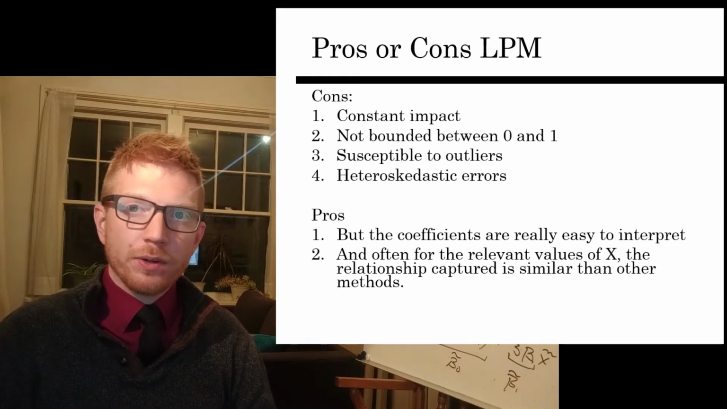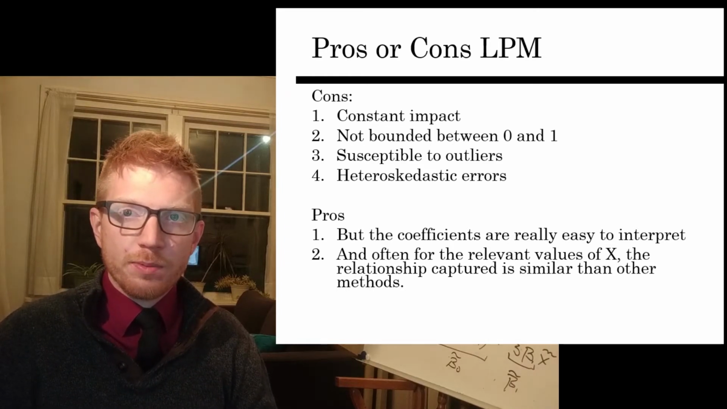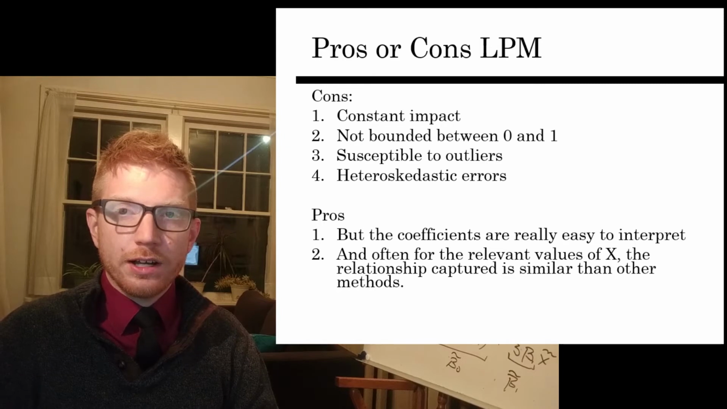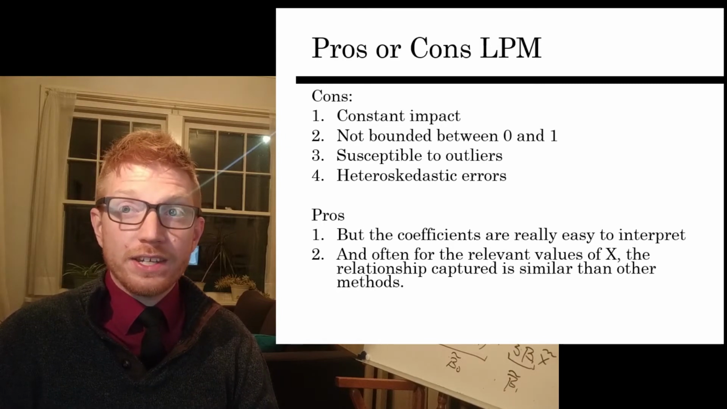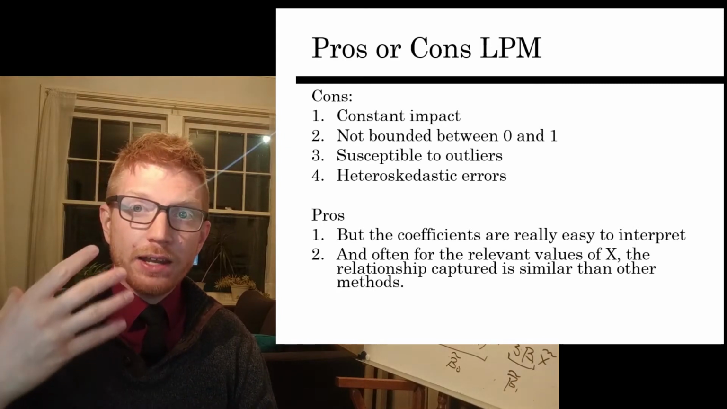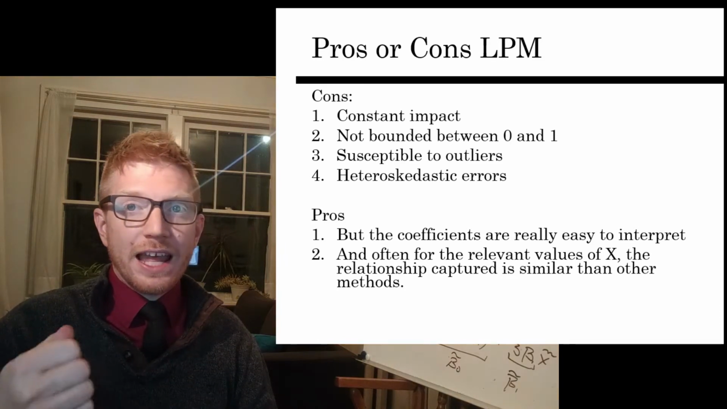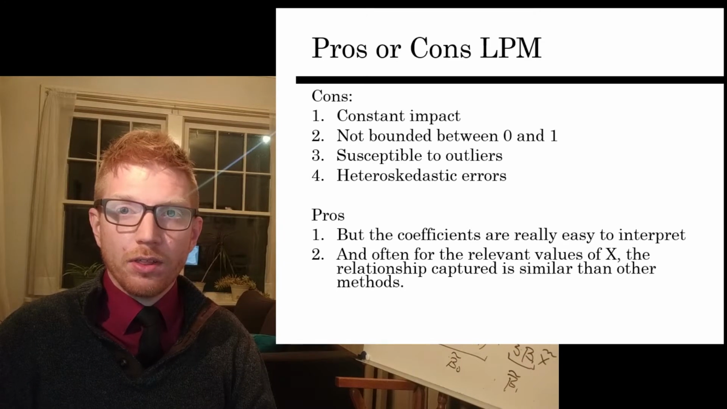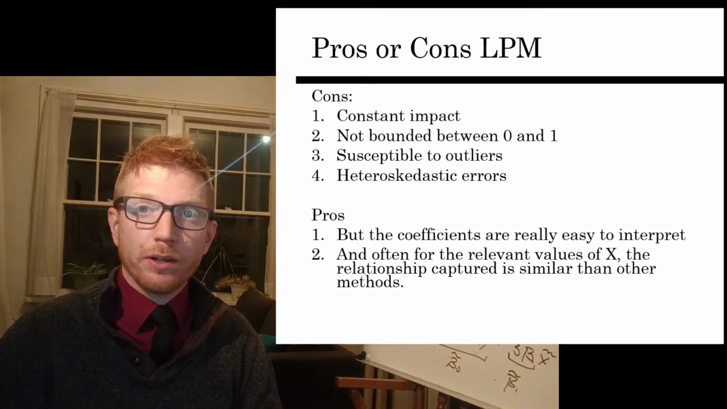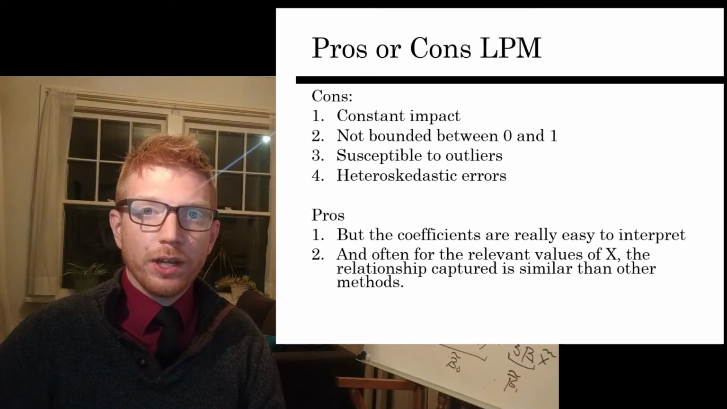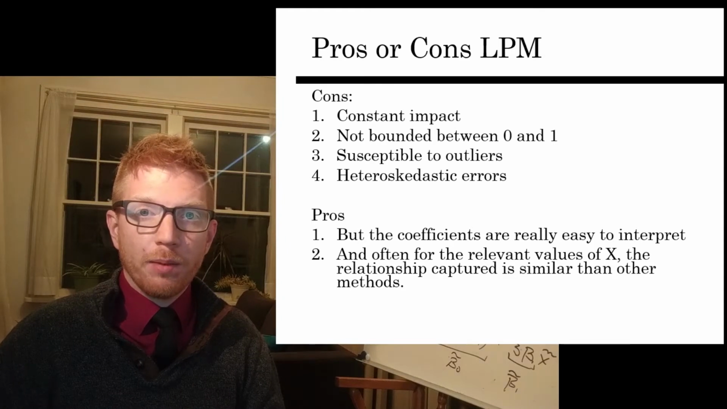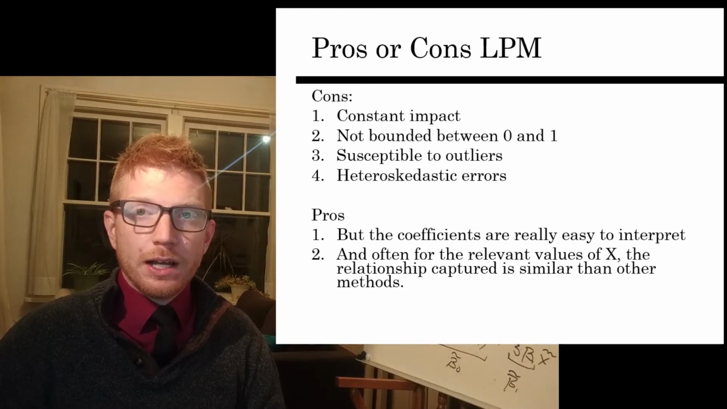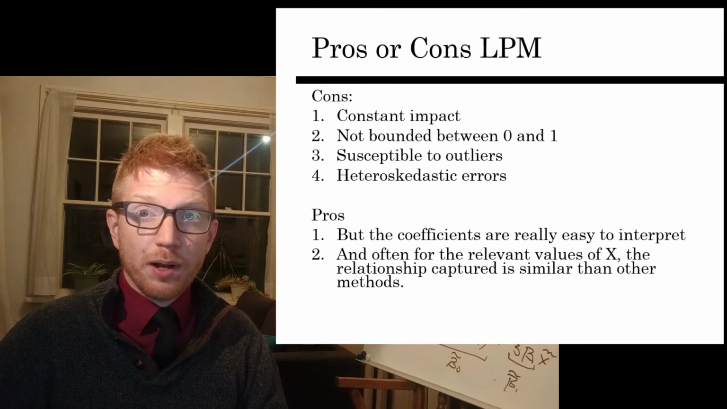Now, what we're going to focus on in this lecture are some of the pros and cons of the linear probability model. The downsides are that in a linear model, x has a constant impact. So the impact of x on the probability will not depend on previous values of x and will not depend on the underlying previous probability. Therefore, our predicted probabilities are not going to be bounded between 0 and 1.